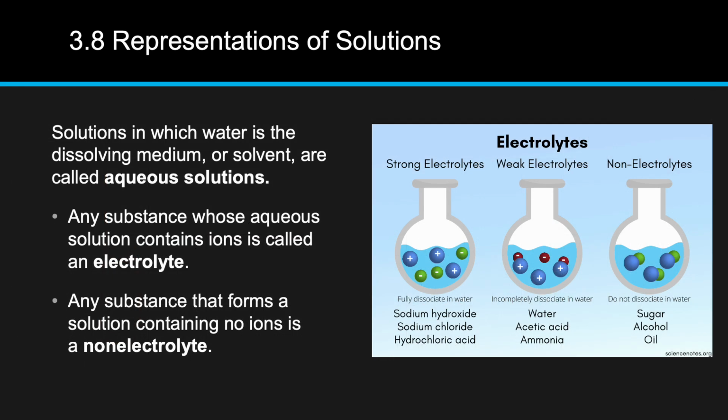When water is the solvent, it's called an aqueous solution, which is also denoted by an (aq) next to it in a chemical reaction. If the substance dissolves and produces ions, it's called an electrolyte. Strong electrolytes like sodium chloride or hydrochloric acid completely break into ions, whereas weak electrolytes like acetic acid only partly break apart. Non-electrolytes like sugar or oil don't make any ions at all. They just dissolve as whole molecules.